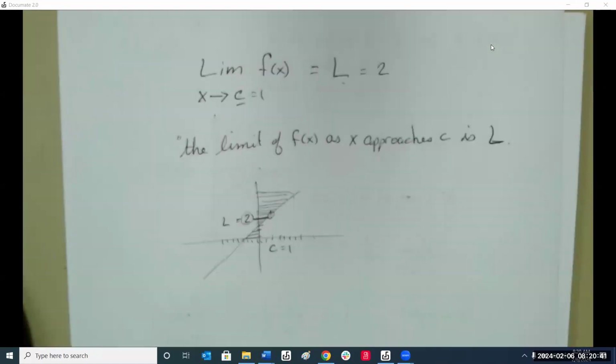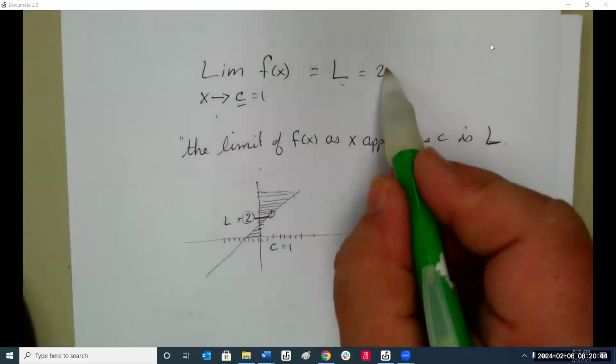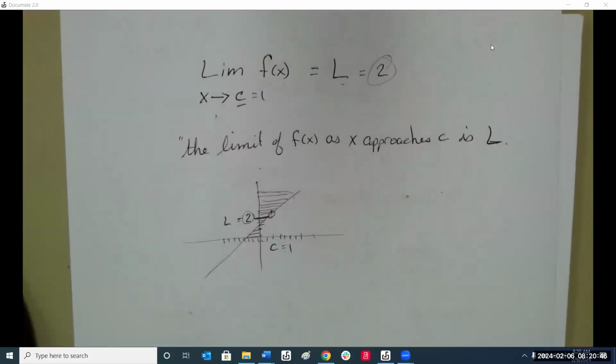Because we cannot use 1, but we're still saying the limit's 2. So that's the important thing about a limit concept. It doesn't have to exist to be an answer. That's the part that you have to first get through your head because it's counterintuitive to what we're taught. If I put 1 in there, it's undefined. Yes, but that's not what we're looking for. We're not looking for a specific value. We're looking for a limit. What value is this approaching?